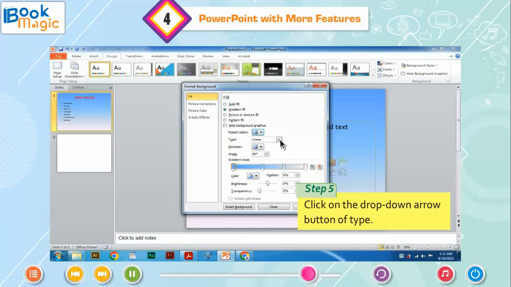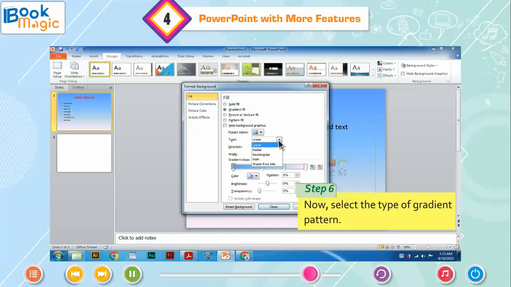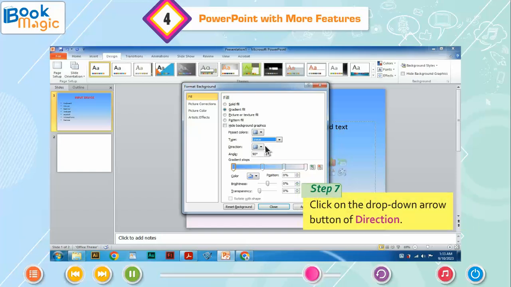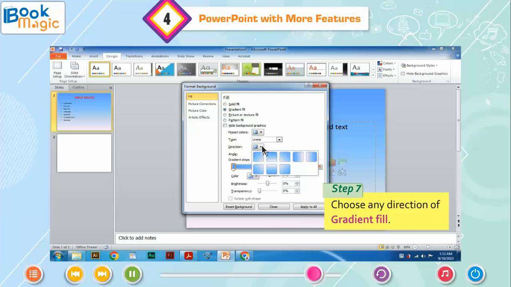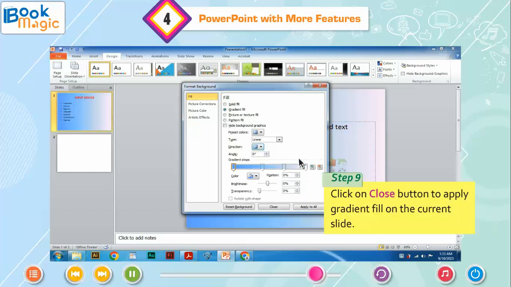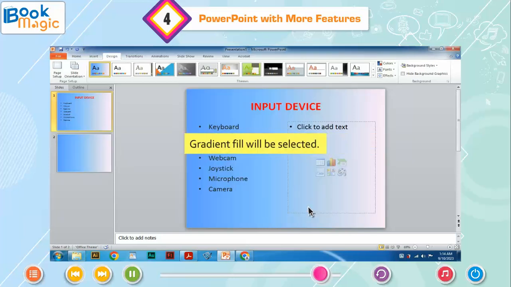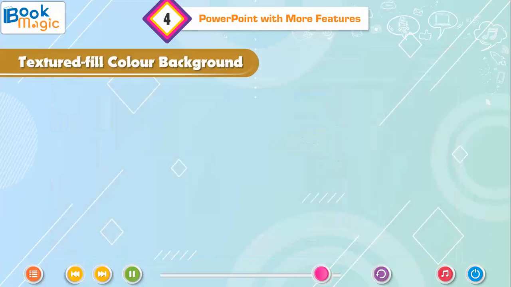Step 5. Click on the drop-down arrow button of Type. Step 6. Now select the type of gradient pattern. Step 7. Click on the drop-down arrow button of Direction. Step 8. Choose any direction of gradient fill. Step 9. Click on Close button to apply gradient fill on the current slide. To apply gradient fill on all slides, click on Apply to All. Gradient fill will be selected.